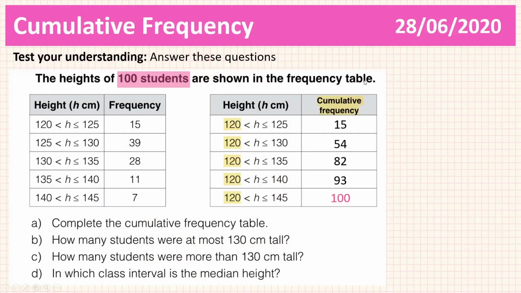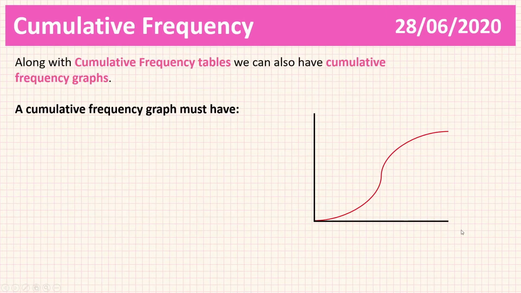Okay, so now that we've done that and we're happy with drawing cumulative frequency tables and answering a couple of questions from cumulative frequency tables, it's important to understand that we can also draw cumulative frequency graphs. And to draw a cumulative frequency graph, you need to know the following things. So this is what a cumulative frequency graph would look like, and it has the following characteristics. We need to ensure that our cumulative frequency graphs all look the same. So they all look like this.